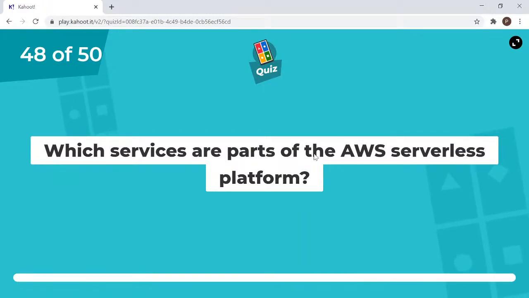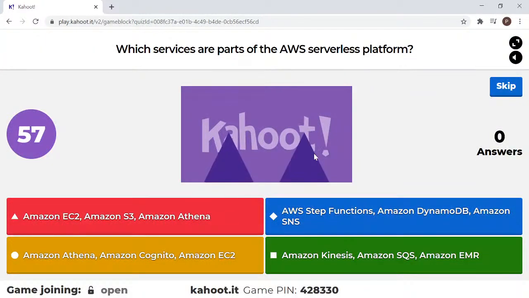Which AWS services are part of the AWS serverless platform? Is it the combination of Amazon EC2, Amazon S3, Amazon Athena? Is it the combination of AWS Step Functions, Amazon DynamoDB, Amazon SNS? Is it the combination of Amazon Athena, Amazon Cognito, Amazon EC2, or Amazon Kinesis, Amazon SQS, and Amazon EMR?